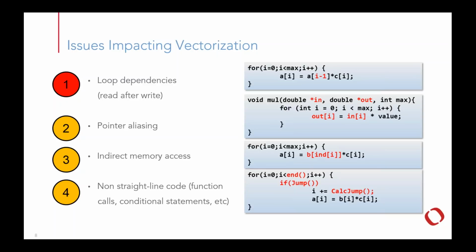And finally, there is a bunch of other reasons why vectorization may be either complicated or come with overhead. And we put them under the non-straight line code umbrella here. Those situations include function calls inside the loop body, conditional statements, unknown number of iterations, and some others.